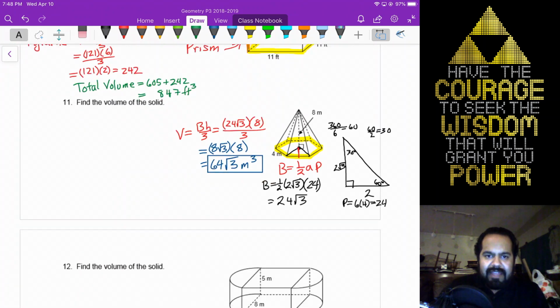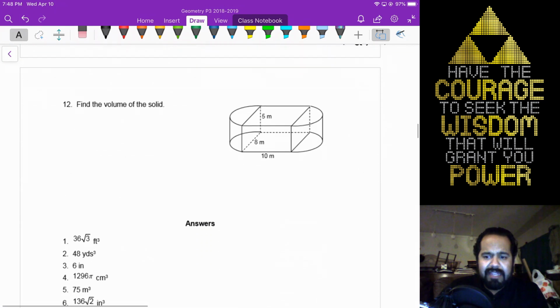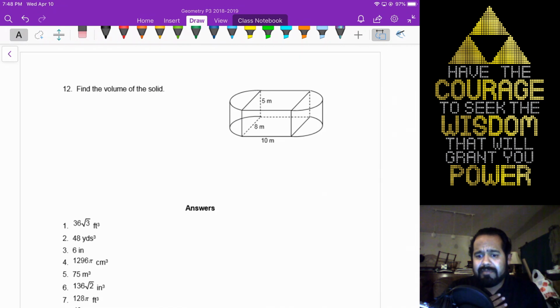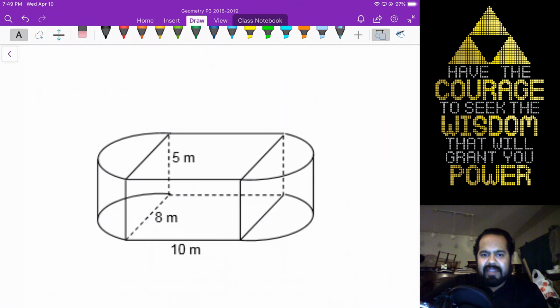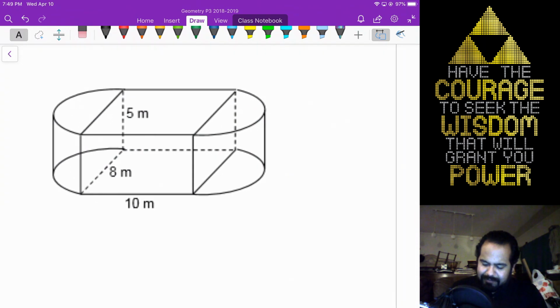Okay. We've got our volume there. We're on the last one. We're so close to being done. The volume of this solid. We can make our lives easy or we can make our lives difficult. I vote for easy. So check this out. We have right here and right here combined one cylinder. One cylinder, and we have one rectangular prism.